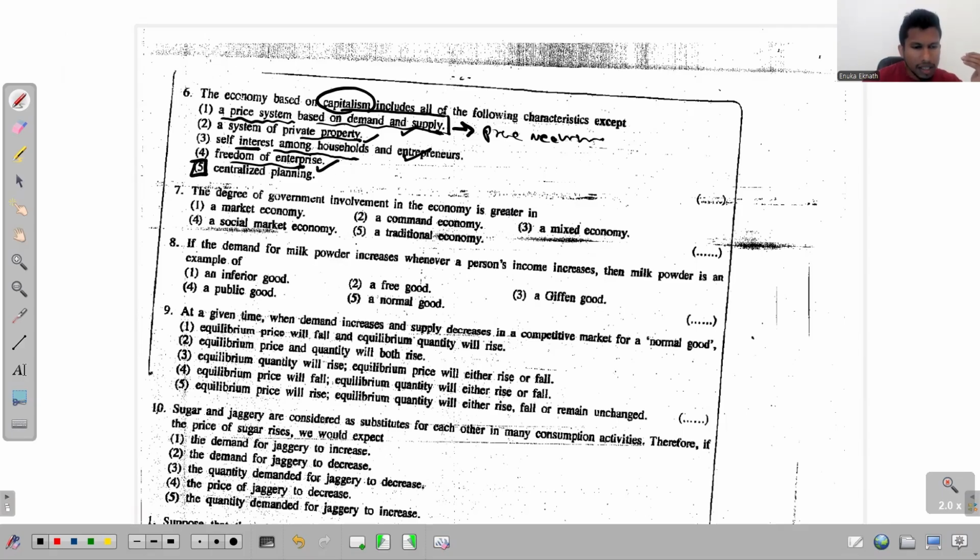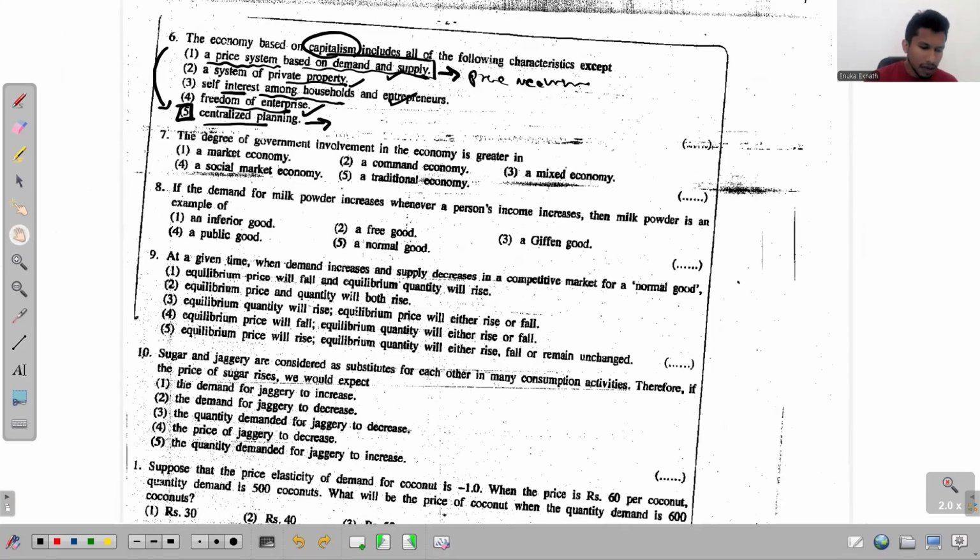But the fifth one, look at the fifth one, centralized planning. Centralized planning we see in socialist economic systems, not in capitalism, right? So this is the answer for the question because this is not a characteristic in capitalism, right? Then that's the answer for question 6. Come to this 7th question.